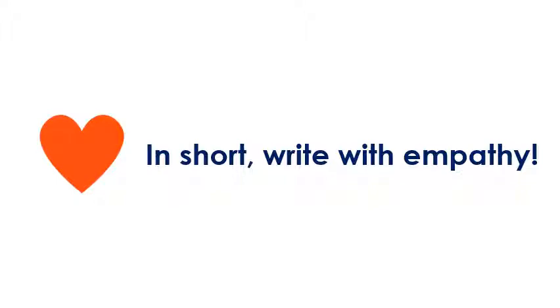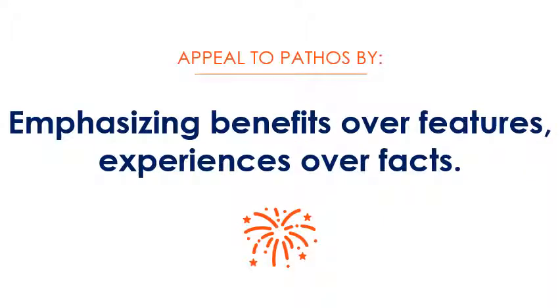You can think about who your reader is, what they want, what they need, what they care about, what they fear. And then you can produce a document that speaks to those wants and needs and cares and fears. It's just reader focus, which we've been talking about throughout this class, but with an emotional twist. You can also appeal to emotion, appeal to pathos, by emphasizing benefits over features, experiences over facts.